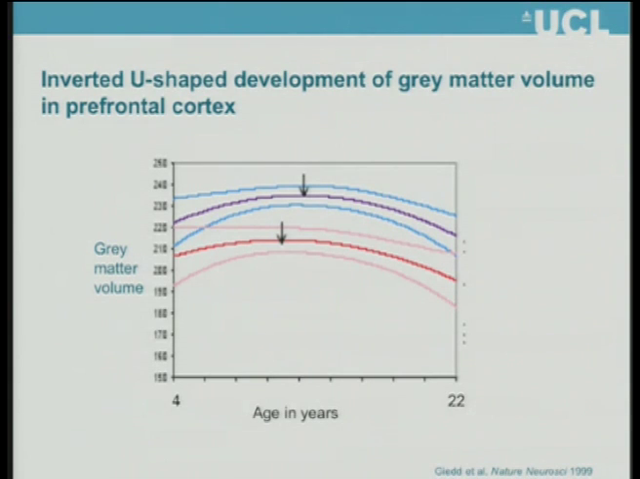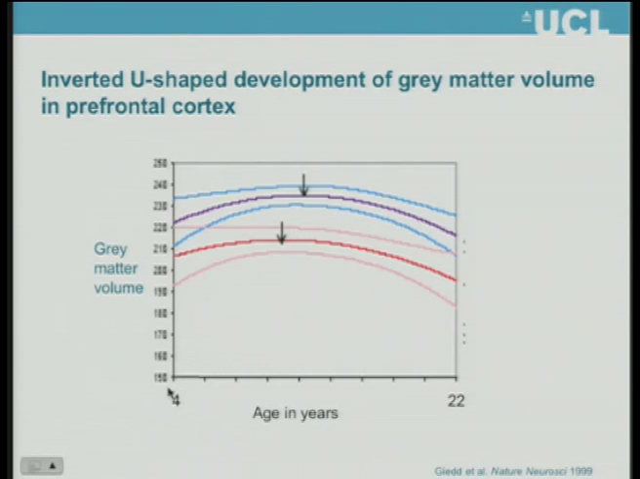Okay, so how does, for example, grey matter develop in the living human brain? We now know quite a lot about that, in particular from research done by Jay Giedd and his colleagues at NIH in the USA. So this is data from one of the very first developmental imaging studies ever published by Jay Giedd and his colleagues in 1999, showing the development of grey matter volume in prefrontal cortex, in boys in blue and in girls in red.